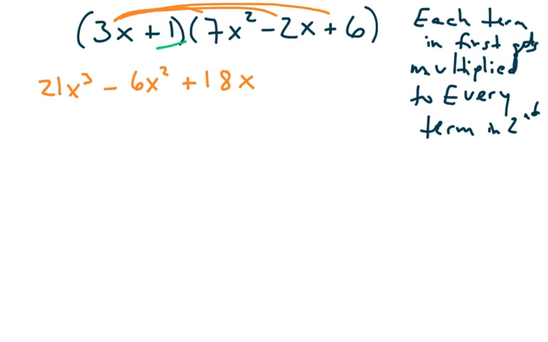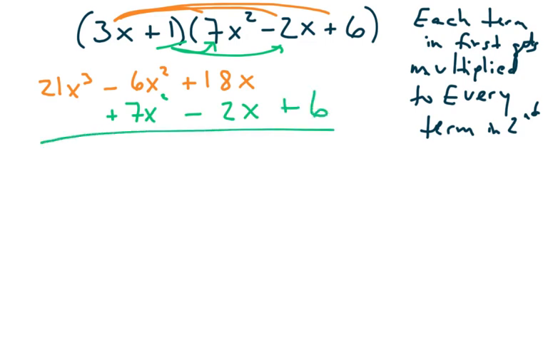Now I like to write these vertically as opposed to horizontally. And now I'm just going to multiply the 1 all the way through. 1 times 7x squared is going to give me 7x squared. I'm going to put that underneath. That's a positive 7x squared underneath the other squared term. So I'm lining up my like terms. Then it's going to be a minus 2x and plus 6. Now I have all my like terms right underneath each other. It makes it much easier for me to add. So I'm going to have 21x cubed plus x squared, because it's a 1x squared, plus 16x plus 6.